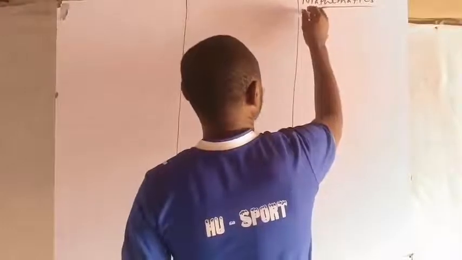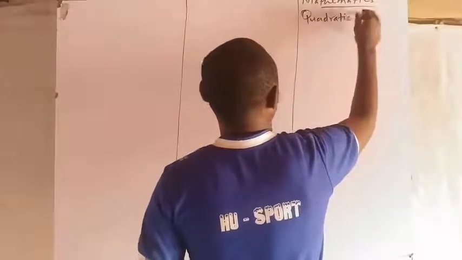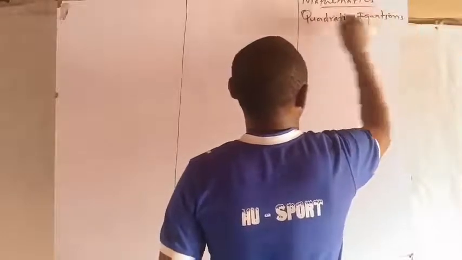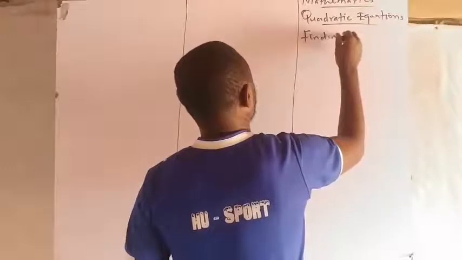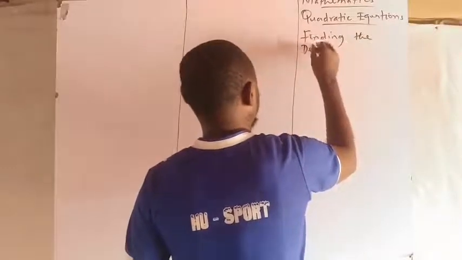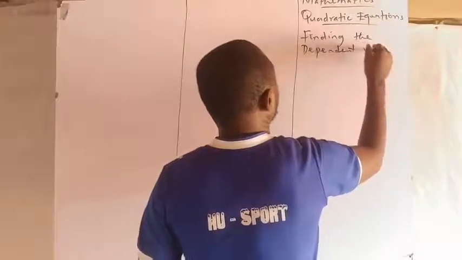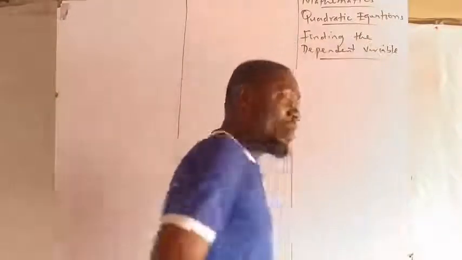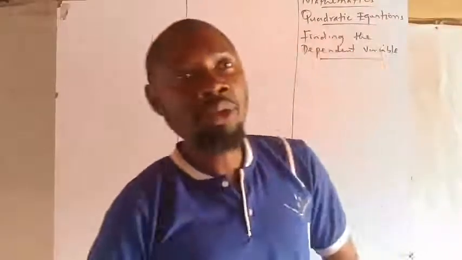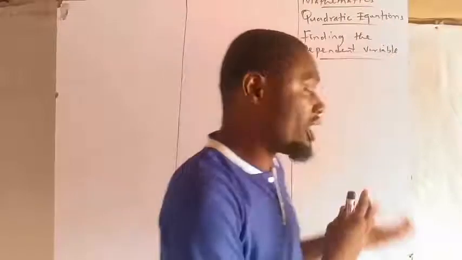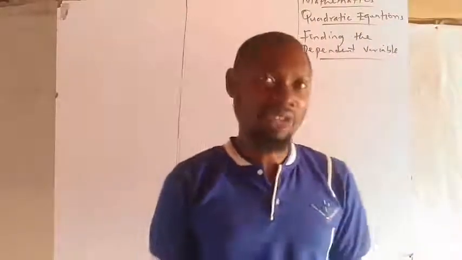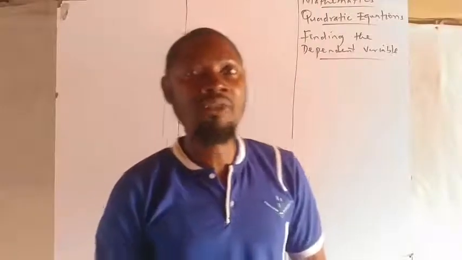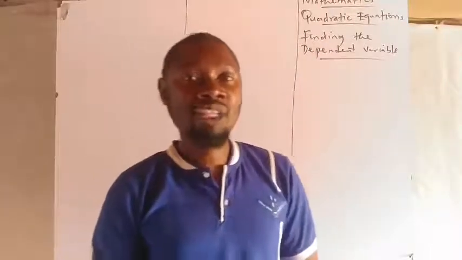Okay, great leaders, let us consider another aspect of this quadratic equation that has to do with finding the dependent variables. Quadratic equation. Finding the dependent variable using substitution method. This aspect of the quadratic equation will lead us to graphs, because you cannot plot a graph if you are unable to find the dependent variables.